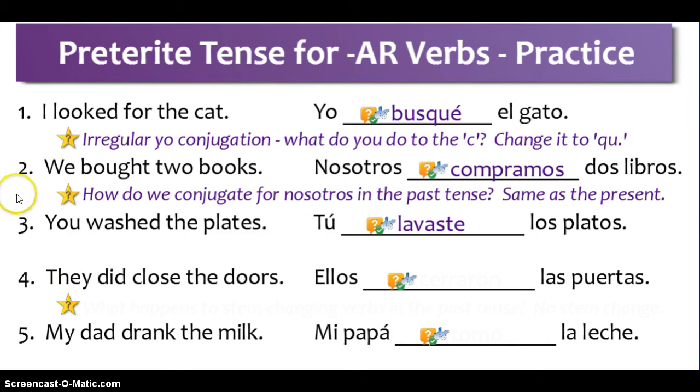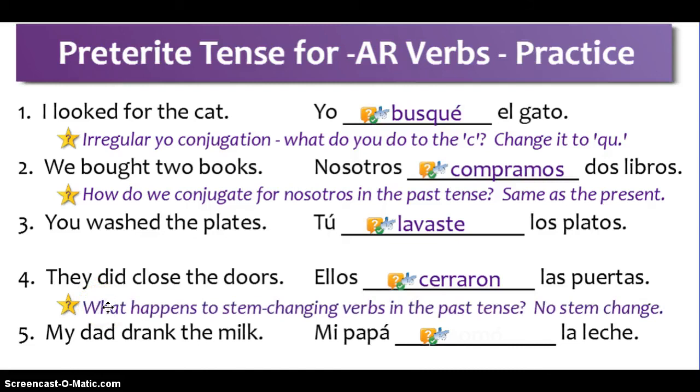They did close the doors. Ellos cerraron las puertas. Don't forget, no stem change in the preterite tense. And lastly, my dad drank the milk. Mi papá tomó la leche. And don't forget that important accent mark and pronunciation on that last sentence. Great job.